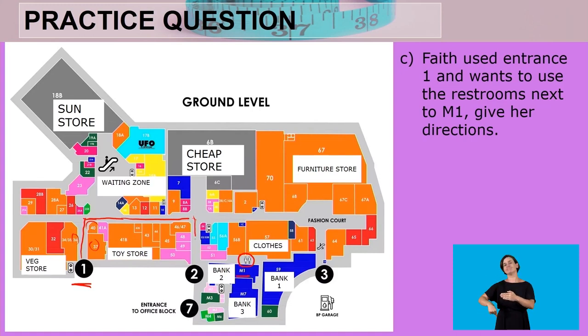Now she's facing down. So when she's facing down, it means the direction is now opposite of when she was entering entrance 1. So now she's facing down. It means the left is on the right and the right is on the left. So what does that mean? Now she has to turn between shop 51 and bank 2. So it means she's turning to the left-hand side now. Then she will see the toilets just straight ahead.